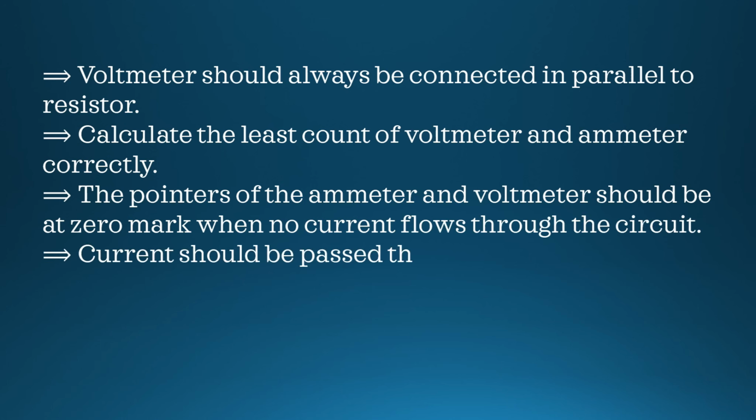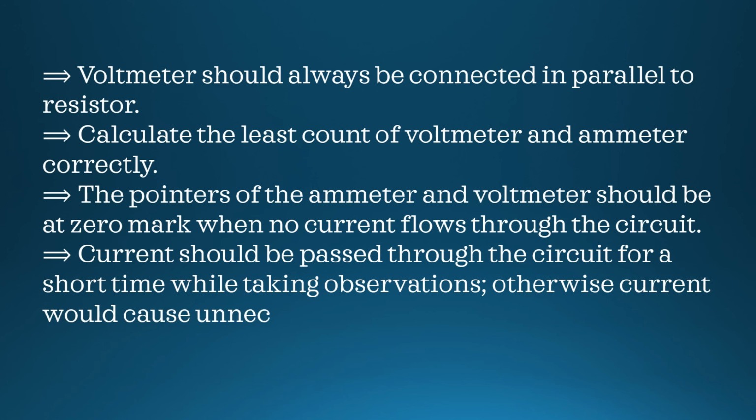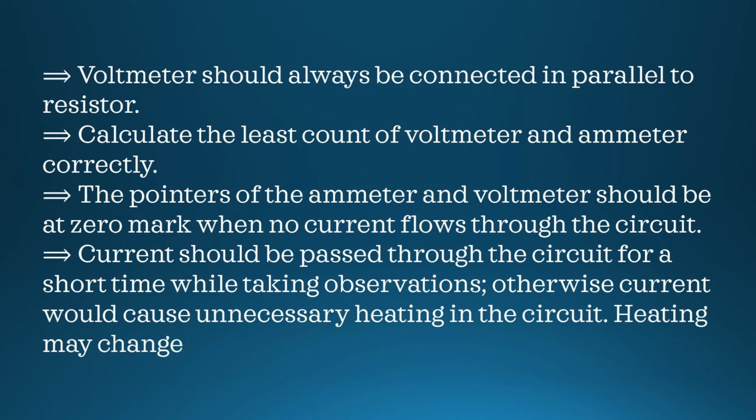Current should be passed through the circuit for a short time while taking observations. Otherwise, current would cause unnecessary heating in the circuit. Heating may change the resistance of resistors. These are all the precautions while we are measuring the current from the ammeter and potential difference or voltage from the voltmeter.